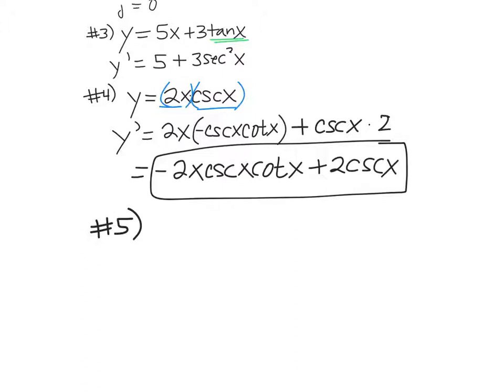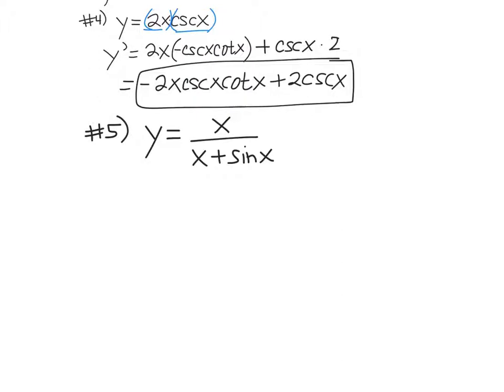All right, found one. Let's go y equals x over x plus sine x. Let's find the derivative here, and what we're going to do is find the slope at x equals pi. It's a little different, isn't it? But if we want to find the slope at anything, we have to take the derivative and then plug it in, at x equals pi.